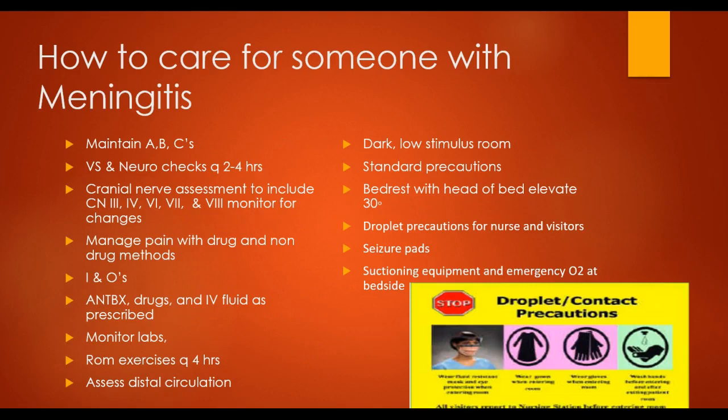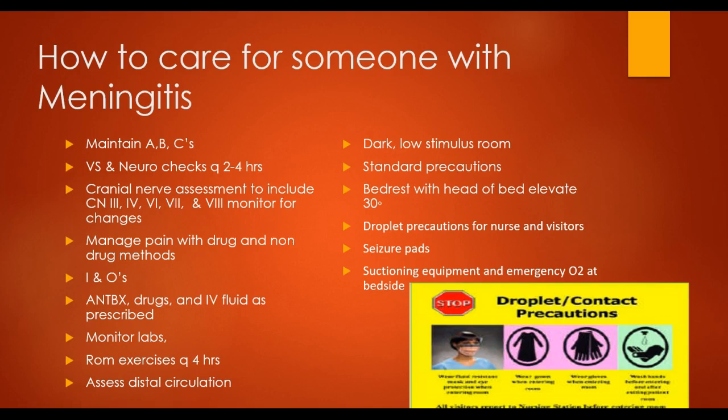So how are we caring for someone with meningitis? We're going to maintain ABCs for sure, okay? We're going to check vital signs and neuro checks, Q2 to 4 hours, or PRN, obviously. We're going to do a cranial nerve assessment to include cranial nerves 3, 4, 6, 7, and 8, and we're going to monitor for changes.